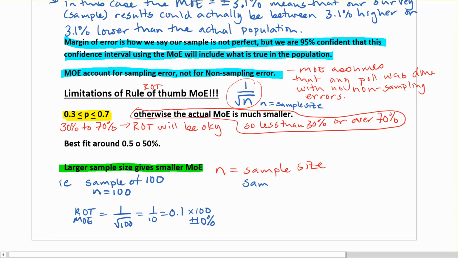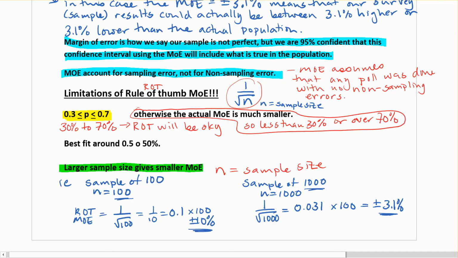And if we have a sample size of 1,000, that means our n is equal to 1,000. So you're going to have 1 over the square root of 1,000. If you plug that into your calculator, you get 0.031. And again, turning that into a percentage, times it by 100, you're going to get plus or minus 3.1%. So again, big n, smaller margin of error; little n, bigger margin of error.